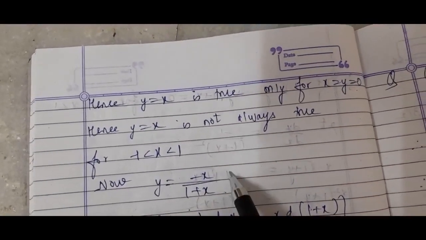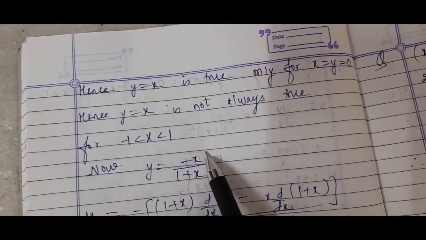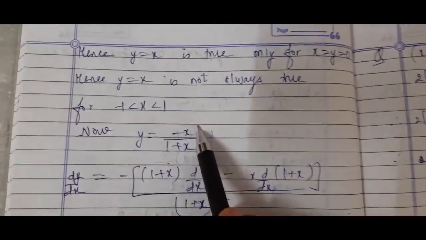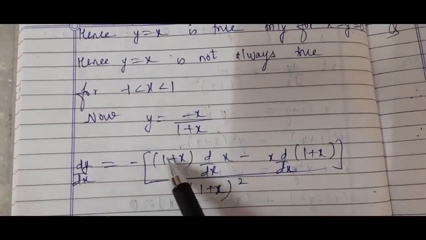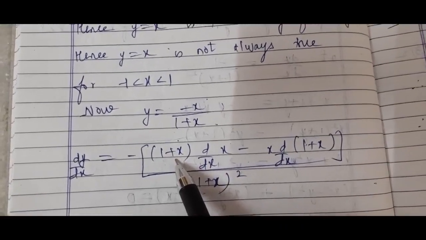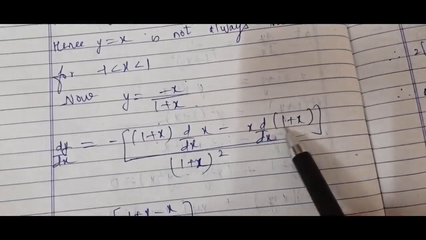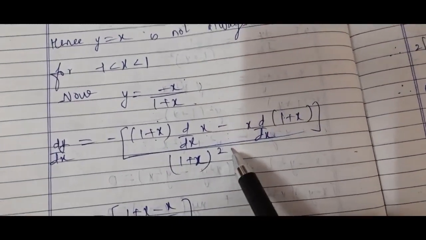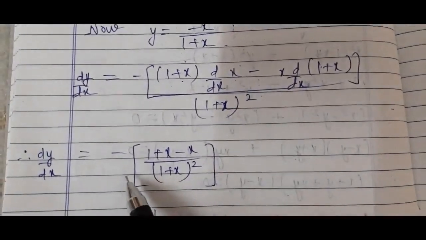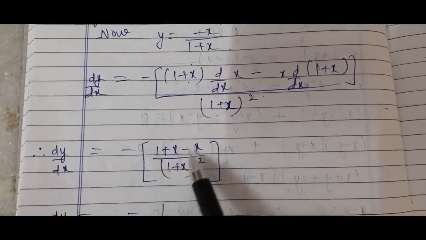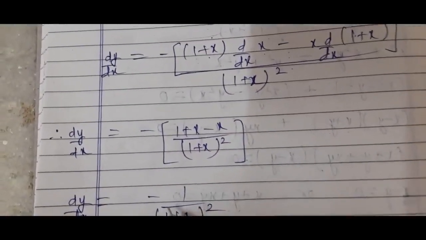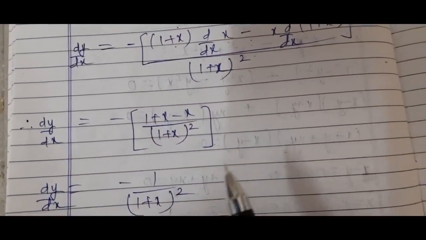Differentiating this whole with respect to x, here we are going to use f(x) upon g(x) to find dy by dx. So dy by dx equal to minus, keeping g(x) constant, that is 1 plus x into dy by dx of x, minus x constant, dy by dx of 1 plus x, upon 1 plus x the whole square. Simplifying further, we get minus of 1 plus x minus x cancel. So we get dy by dx is minus 1 upon 1 plus x square, hence proved.